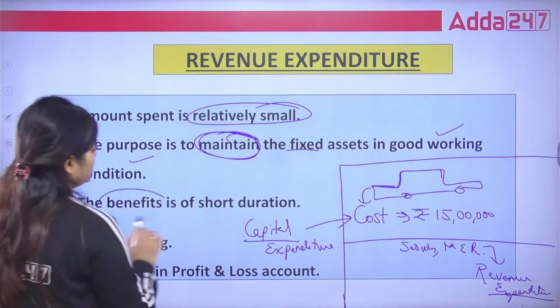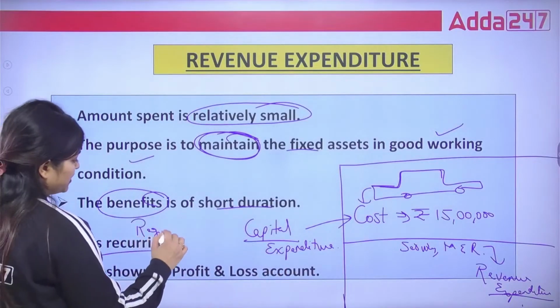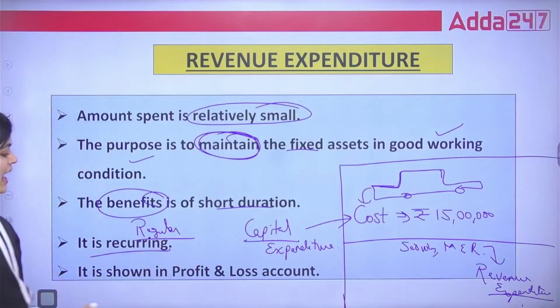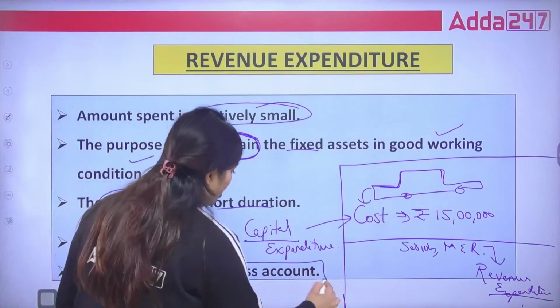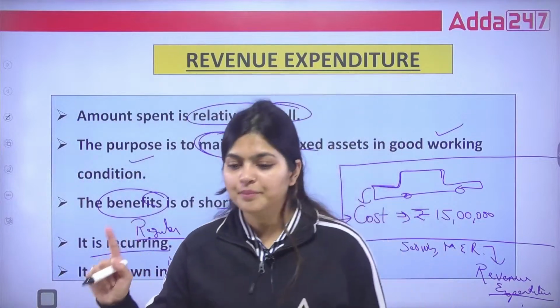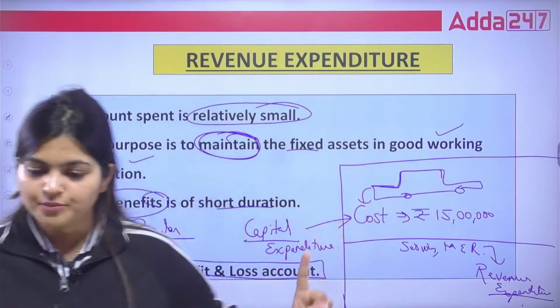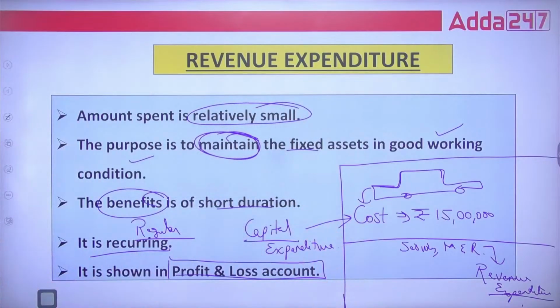Whereas the benefits are also going to be short duration, recurring in nature. Recurring means regular, yes, repetitive in nature. And where will you show it? In your profit and loss account. Capital expenditure in the balance sheet, and revenue expenditure in your profit and loss account. So this is about revenue expenditure.